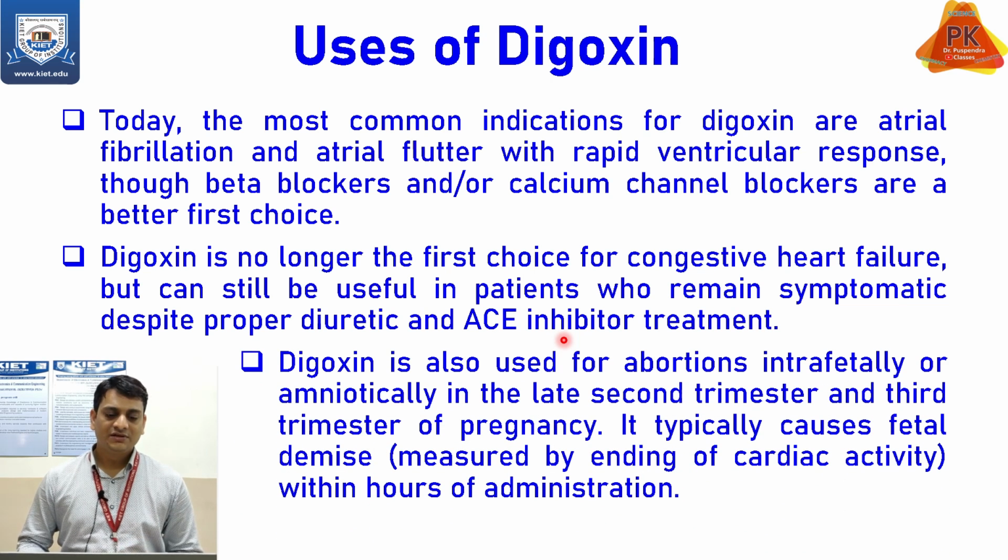Now coming to the third use. So digoxin is also used for abortions intrafetally or amniotically in the late second trimester and the third trimester of pregnancy. It means digoxin can also be used for abortion. It typically causes fetal demise, measured by ending of cardiac activity. It means it will rapidly end the cardiac activity of the fetus within hours of administration. So it is used for abortions in the late second trimester and third trimester.